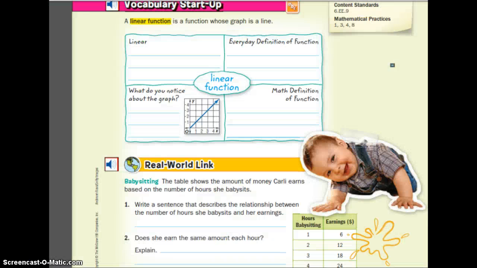Okay, so now we're going to define the vocabulary. First thing we have to do is talk about a linear function. Linear function, first four letters is line. So we know a linear function is going to make a line, and x is to the first power. Everyday function. So miles per hour. Miles per hour would be a great example of a function. What do you notice about the function or the graph? It is a line.